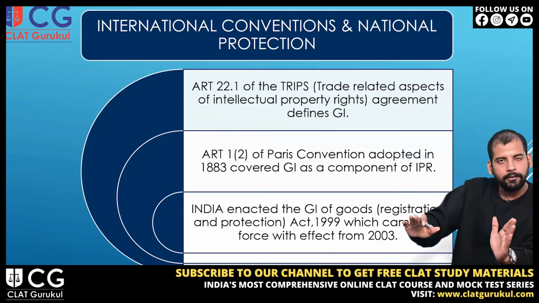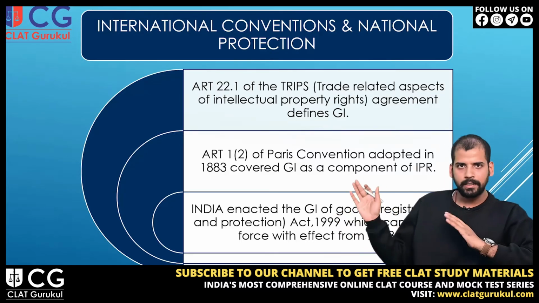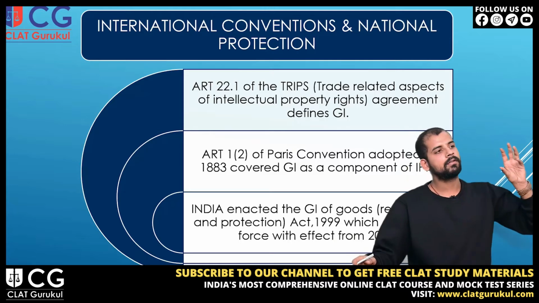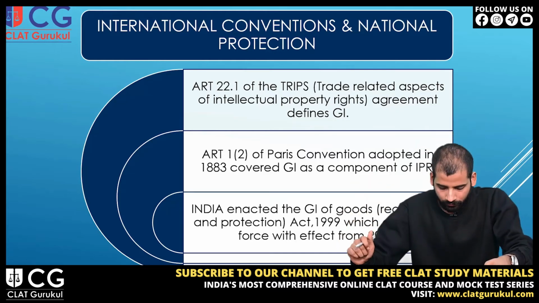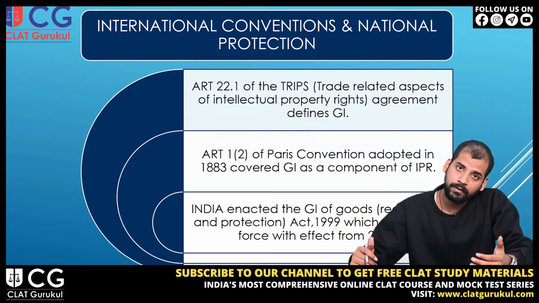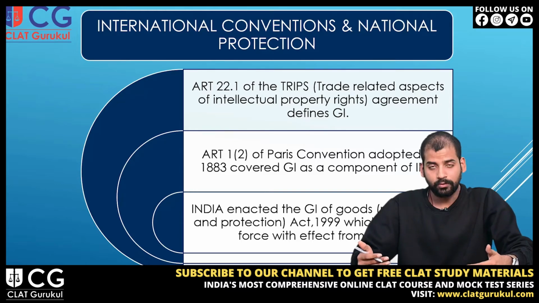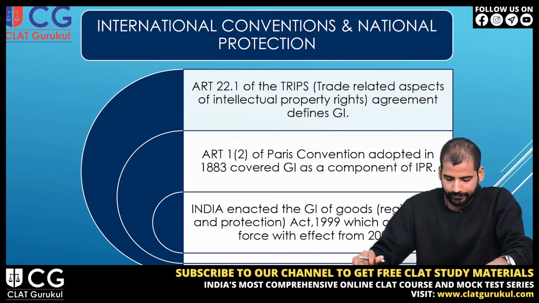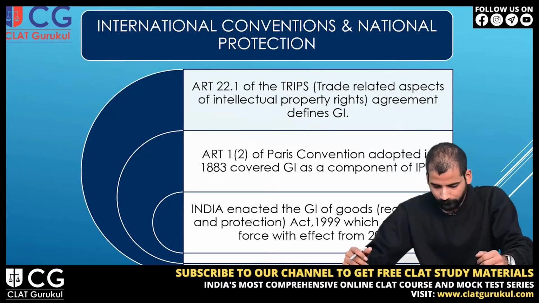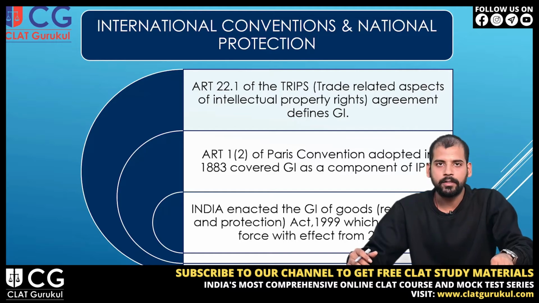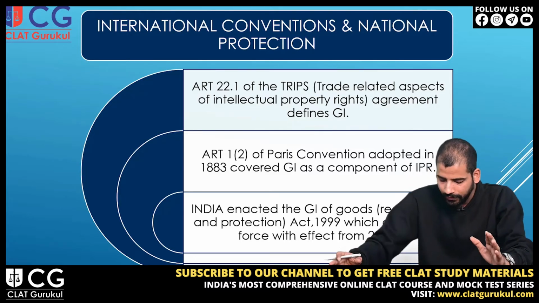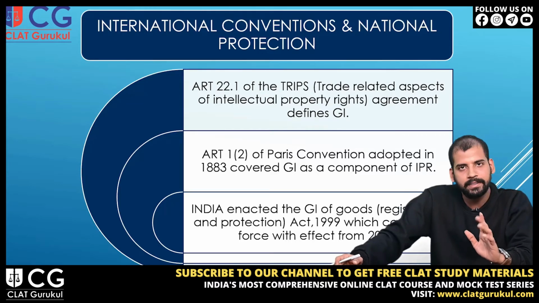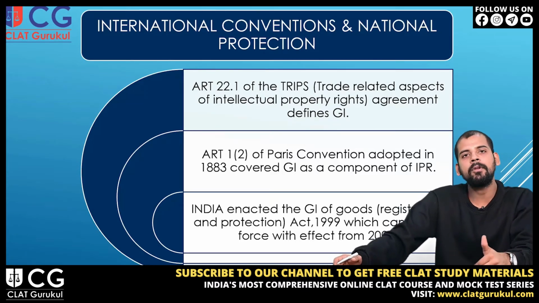The definition of GI is basically the same as I have said before. I'm just giving you this fact that there are agreements that define the GI tag. Next is the Paris Convention. Article 1 Clause 2 of the Paris Convention, which was adopted in 1883, also covered GI as a component of IPR. Now, coming to national protection which this tag has, India enacted the Geographical Indication of Goods Act 1999, which came into force with effect from 2003.